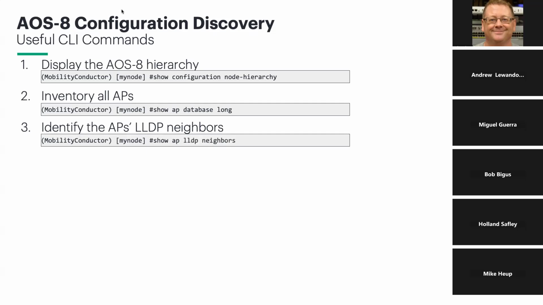Show AP LLDP neighbor is not something you need to deploy or migrate anybody. You don't need it for a deployment. But again, I'm sharing with you the things I've started to do in my deployments because I got bitten in the middle of other deployments. This one is show AP LLDP neighbor, because let's say you're doing a site that has 100, 500 APs.